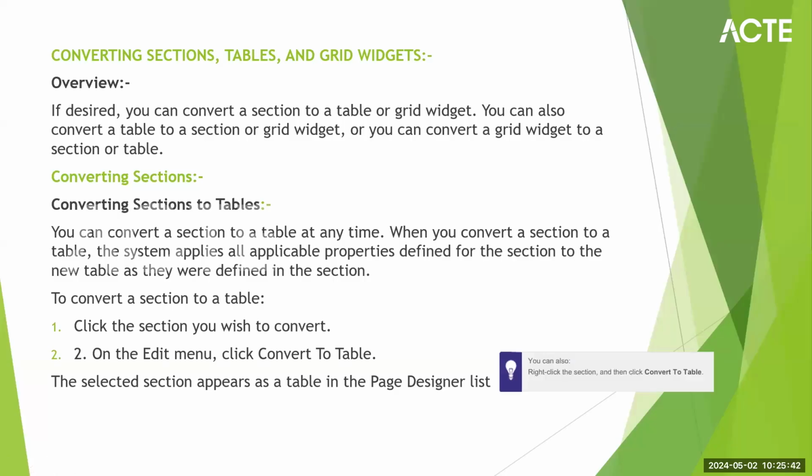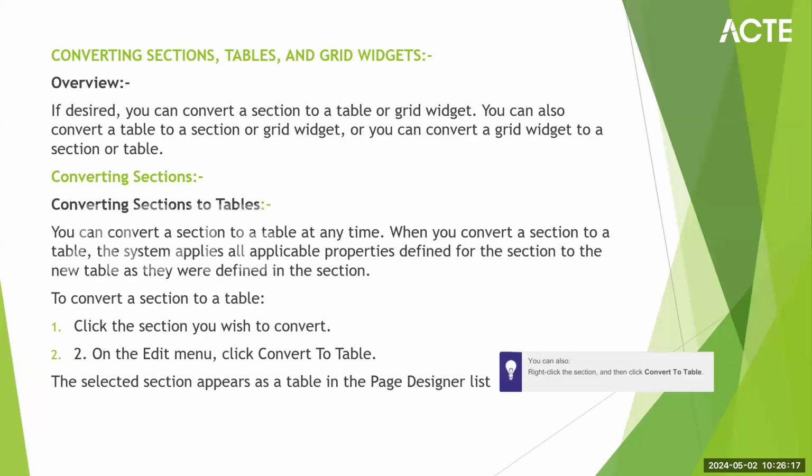So you can convert a section to a table or grid wizard. You can also convert a table to a section or grid wizard. You can also convert a grid wizard to a section or table accordingly. Now, converting sections to a table. You can convert sections to a table at any time. When you convert a section into a table, the system applies all properties defined for the section to the new table as they are defined in the section.